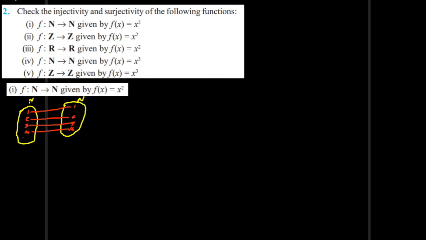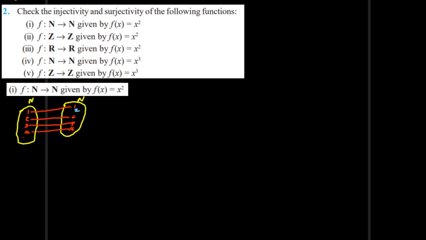So here distinct elements of N, the domain, have distinct images in the codomain. So this becomes an injective or 1-1 function. But here, listen, check the onto. So 1 has a pre-image. If you take 2, there is no pre-image here.